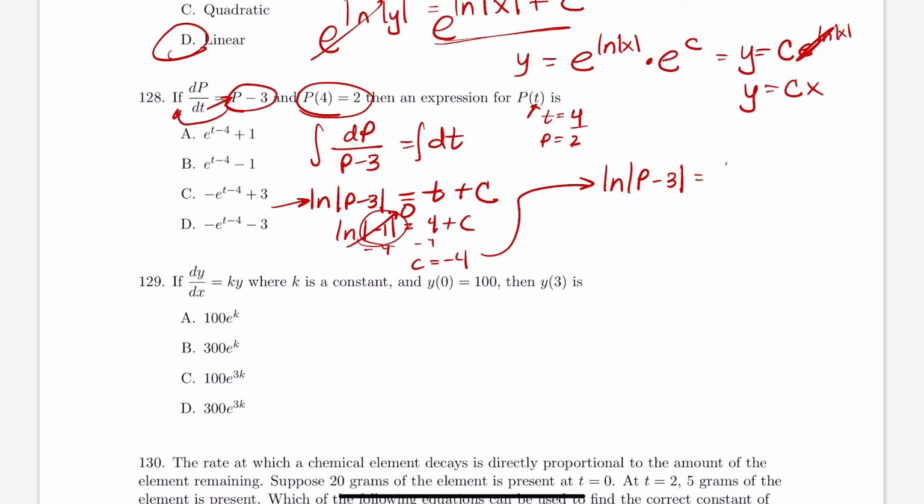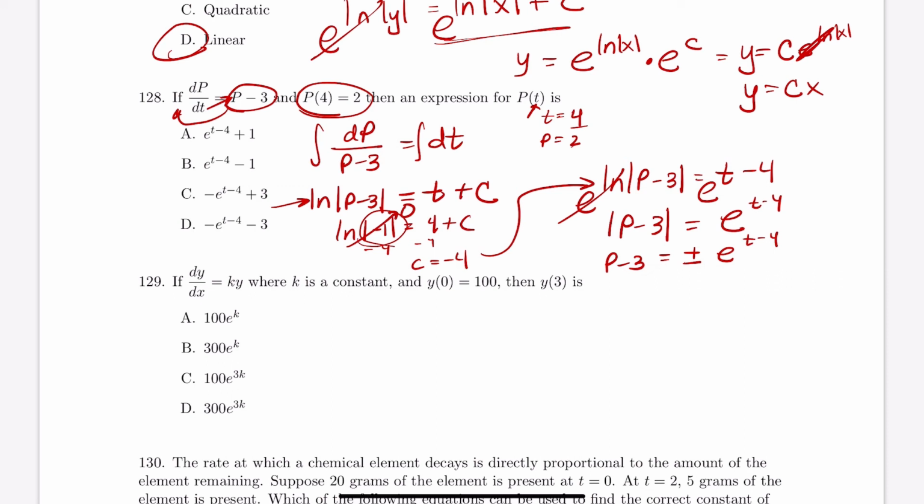C is negative 4. So t minus 4. Okay, so now I'm going to exponentiate both sides. So now that's going to go away. And now I have the absolute value of p minus 3, and I think this is 1, if e to the t minus 4 power. Right? So then in other words, p minus 3, when I get rid of the absolute value, is equal to plus or minus e to the t minus 4.